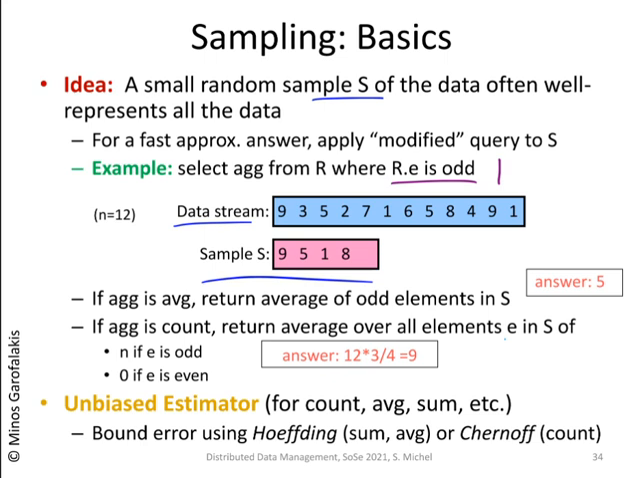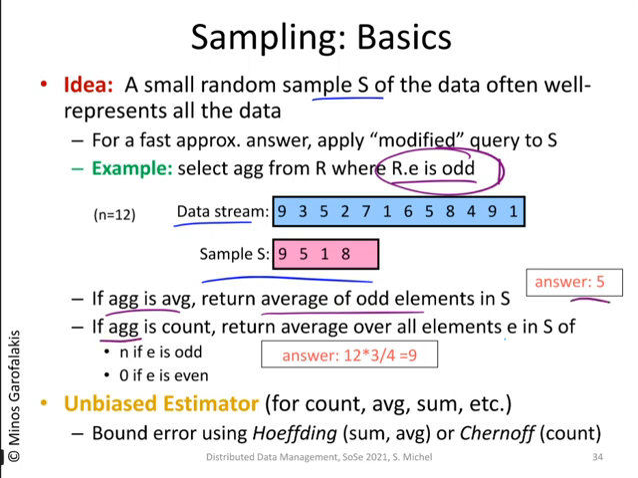Now, it depends, of course, on the aggregation function how we are using the sample. First, if the aggregation function is average, so we want to compute the average over all elements where the element is odd. Well, how do we do this on a sample? We just compute the average of the odd elements in our sample S, and the answer is 5.